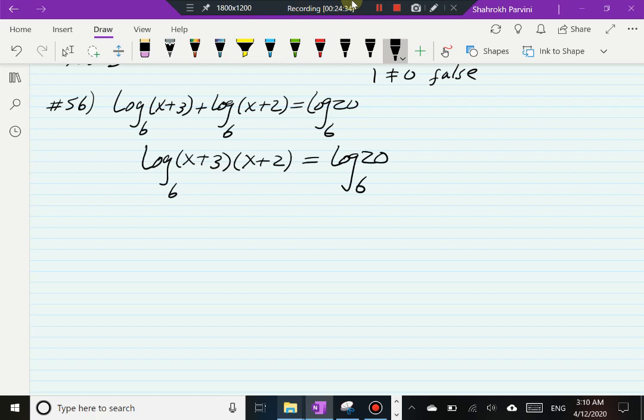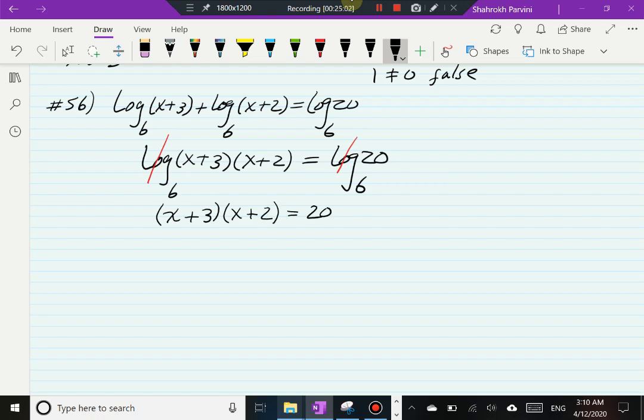And here's the right side. Next step, now we can use the one-to-one property of logarithms. Remember the principle of logarithmic equality? Now we can think of it as if you're actually dropping the logs. Okay, so we can write it as x plus 3 times x plus 2 equals 20.